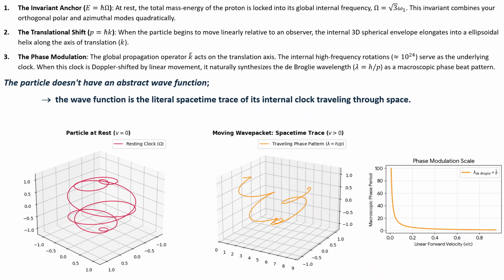I read that there this invariant combines, I'll come back to the math of that, the polar and azimuthal modes, the two modes of oscillation, quadratically. I'll explain in a moment what that means.